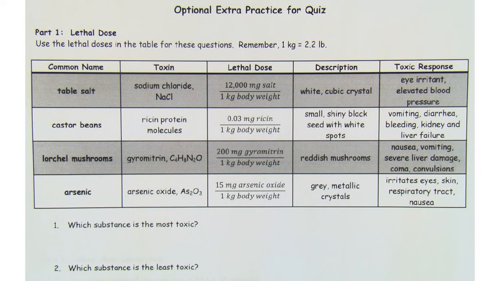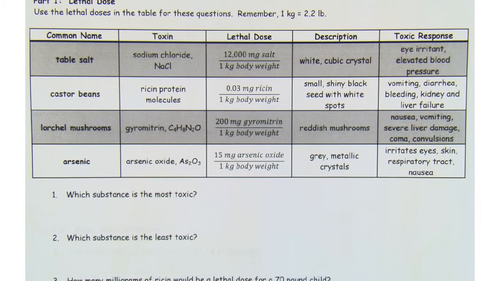So the first part, I give you a table with different substances: table salt, castor beans, some mushrooms, and some arsenic. I give you the lethal dose, the description, and a little bit about how the body reacts, just to give you some interesting information. The first question says, which substance is the most toxic?